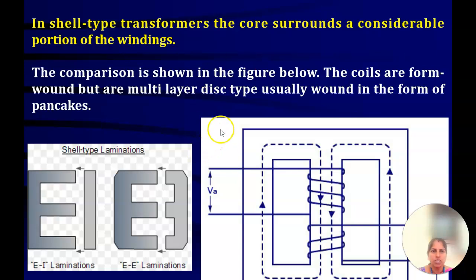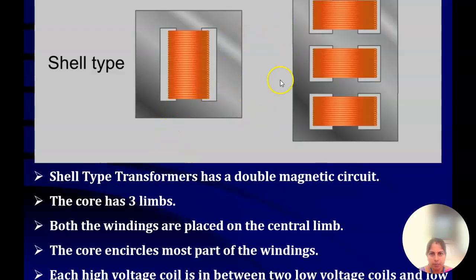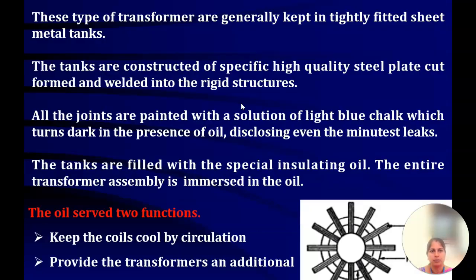And next one is shell type transformer. In shell type transformer, the core surrounds a considerable portion of the windings. The comparison is shown in the figure below. The coils are form wound but are multi-layer disc type, usually wound in the form of pancakes. This is the shell type transformer picture. There are three limbs in the core. Both the windings are placed on the central limb. The core encircles most of the windings.